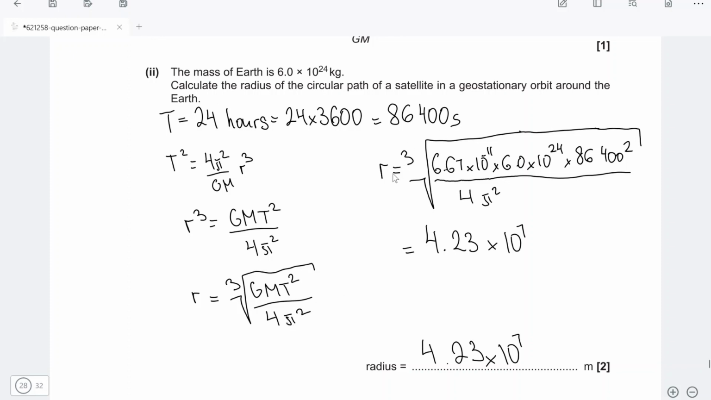Rearranging for r really carefully and putting this equation into the calculator, we're going to find the cube root, not the square root, of 6.67 times 10 to the power minus 11, that's G, multiplied by the mass of the Earth, multiplied by the orbital period T squared. We're going to divide this by 4 pi squared. And if we do this correctly, we're going to get 4.23 times 10 to the power of 7 meters.